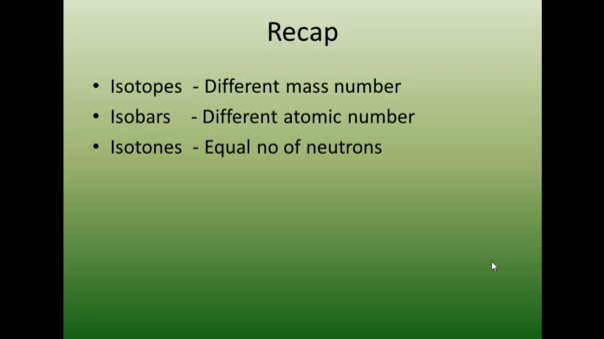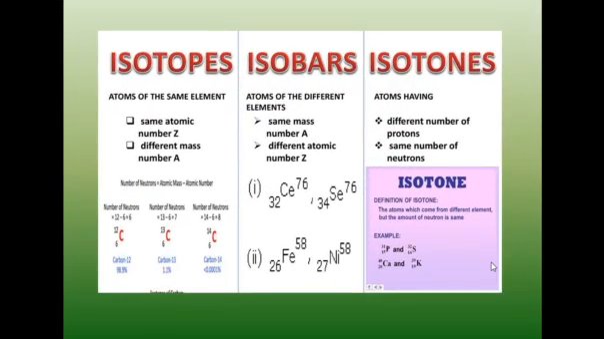Similarly isobar, remember the word bar, base. What do we write at the base? Atomic number. So a difference in atomic number for different elements is known as an isobar. Isotones have an equal number of neutrons. The atomic number differs, the mass number differs, but they have an equal number of neutrons. So this is the topic we discussed here: isotope, isobar and isotones.